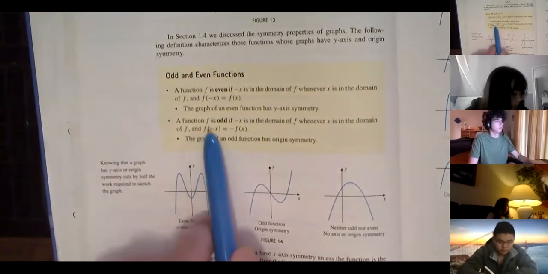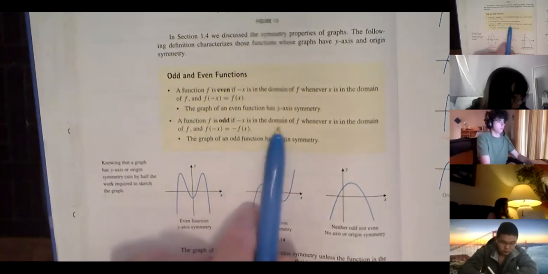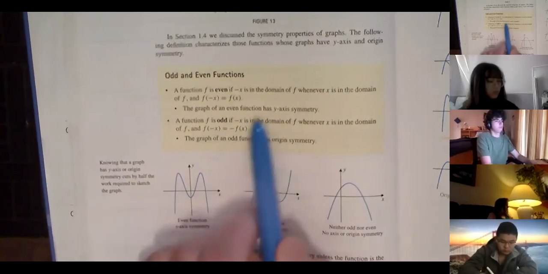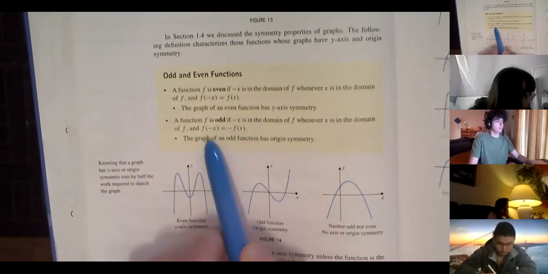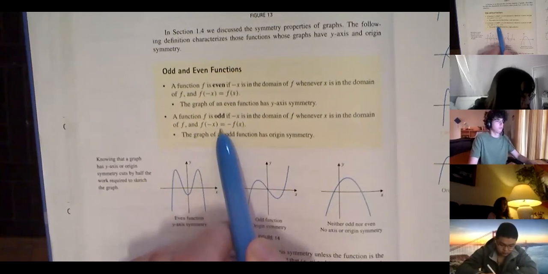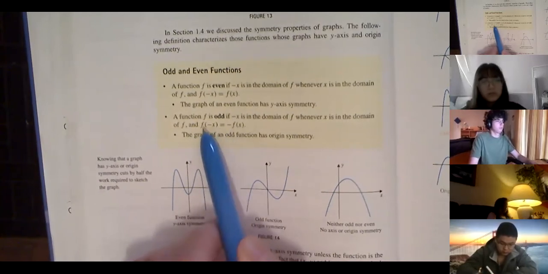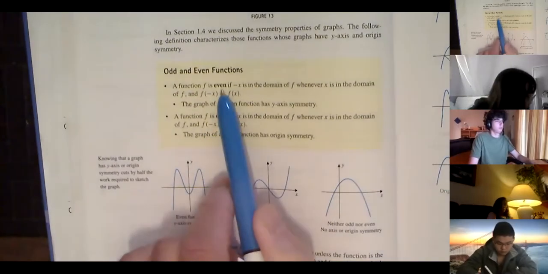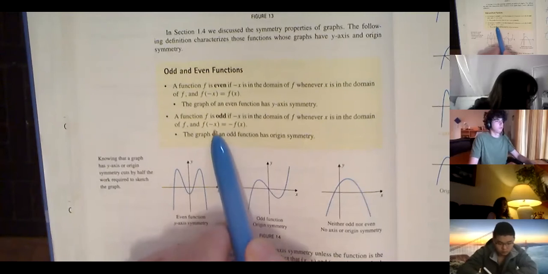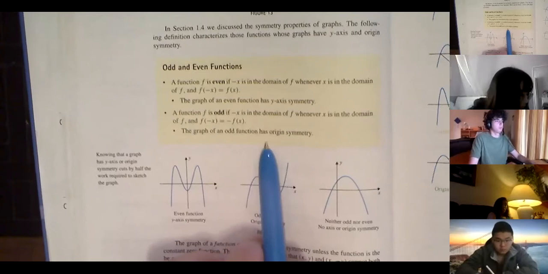A function f is odd if negative x is in the domain of f, whenever x is in the domain of f. For now, ignore that part. Just go straight to here. Function is odd if f of negative x equals negative f of x, the opposite of f of x. So f of negative x is negative f of x. You can put this definition and this definition right on your cheat sheet if you wish. And an odd function has origin symmetry.